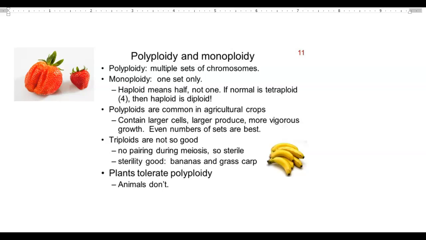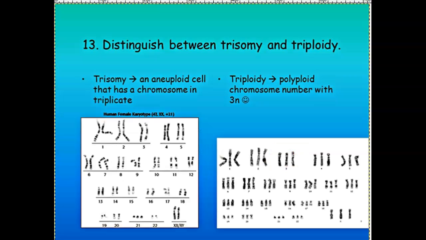So some examples: polyploidy, multiple sets of chromosomes; monoploid, only one set. Haploid means half, not one. So if normal is tetraploid, then haploid is diploid. Polyploids are common in agricultural crops, containing larger cells, larger produce, more vigorous growth, and in even numbers. Triploids are not so good, no pairing during meiosis, so they're going to be sterile. Sterility could be good if there's something growing that you don't want to grow. So plants, remember, can tolerate polyploidy, but animal cells do not. Humans do not.